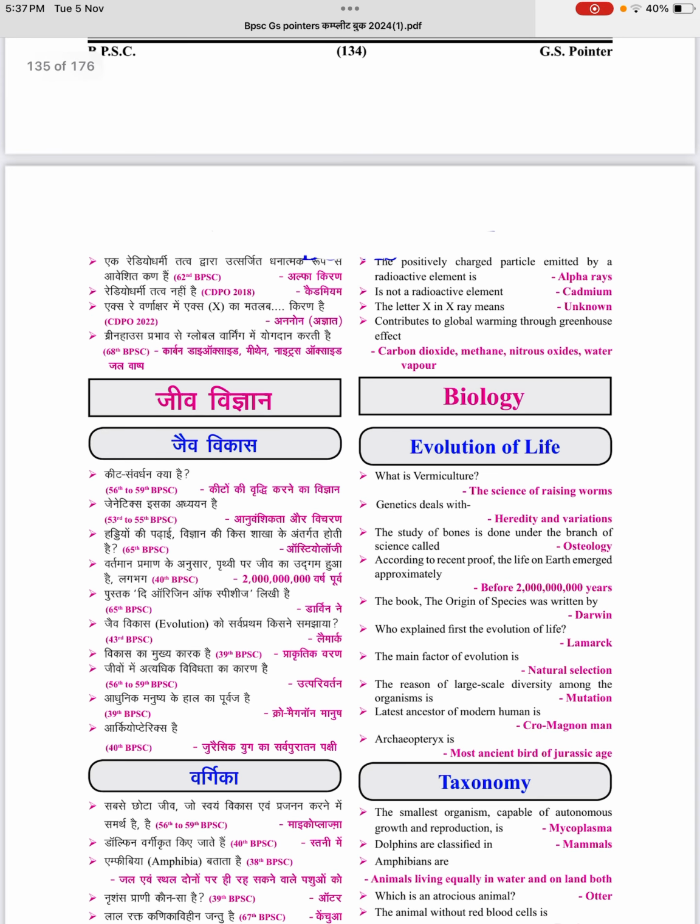The positively charged particle emitted by a radioactive element is alpha rays. Which is not a radioactive element? Cadmium. The letter X in X-ray means unknown. Contributors to global warming through the greenhouse effect: carbon dioxide, methane, nitrous oxide, water vapor.